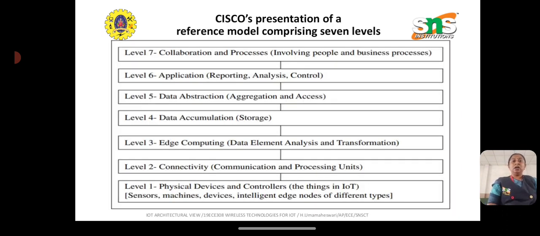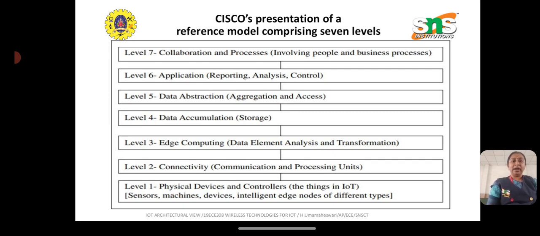Here is Cisco's presentation of the reference model comprising the 7 levels of this architecture. Level 1 is the physical devices and the controllers, level 2 is connectivity, level 3 is edge computing, level 4 is data accumulation, level 5 is data abstraction, level 6 is application, and level 7 is collaboration and process.